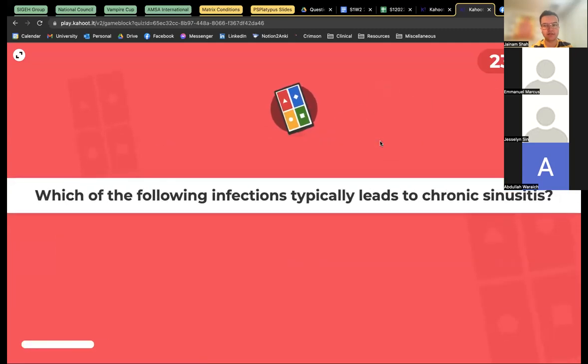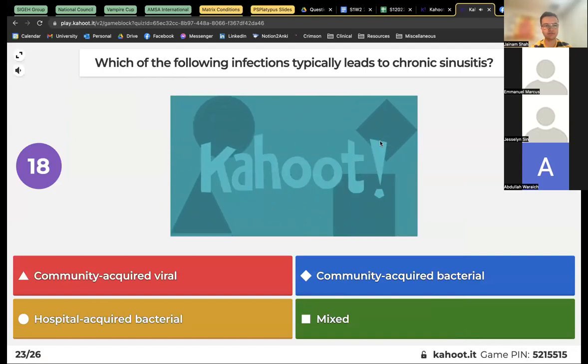Okay, we're almost there, guys. Which of the following infections typically leads to chronic sinusitis? Community acquired viral, community acquired bacterial, hospital acquired bacterial, or is it a mix?